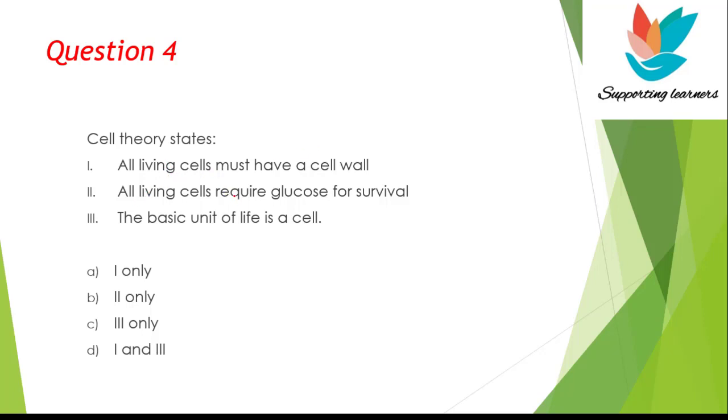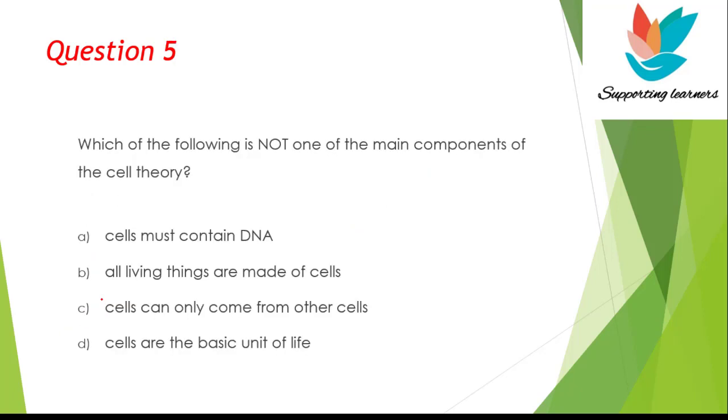Question 4. Cell theory states that, first statement, all the living cells must have a cell wall. Second, all the living cells require glucose for survival. And third statement, basic unit of life is a cell. So cell theory, let's look at the statements one by one. All the cells must have a cell wall. No, this statement is false. This statement is not what cell theory states. And anyway, all the cells do not have a cell wall, because we see that plant cells have cell wall but animal cells lack cell wall. Glucose was not mentioned at all in cell theory, so this statement is also wrong. Third, basic unit of life is a cell. Yes, this was a statement of cell theory. So answer is third only. So C, third only is the answer.